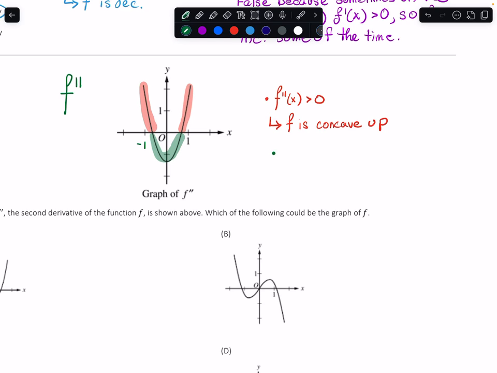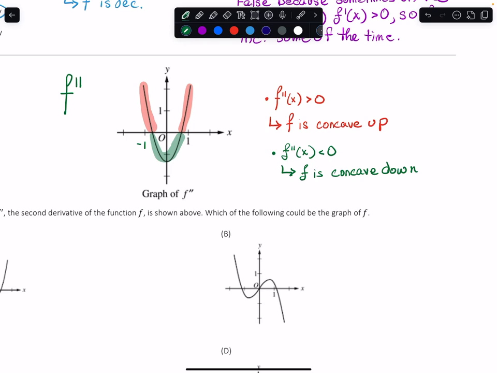So on that interval, which again, I don't have numbers for, I would definitely say on the green piece that the second derivative is negative because its graph is below the x-axis. That tells me on that interval that f should be concave down.